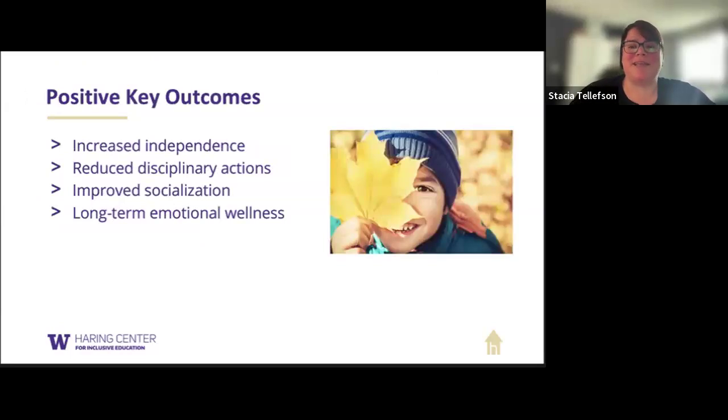When we intentionally embed non-academic instruction, the impact is powerful. Research shows that students in inclusive general education settings are more independent, feel a stronger sense of belonging, and are less likely to face disciplinary action. Social inclusion also boosts emotional well-being and helps students thrive, not just in academics, but in their social and personal lives as well. Which is why we chose an image of a happy child hiding half their face behind a maple leaf.